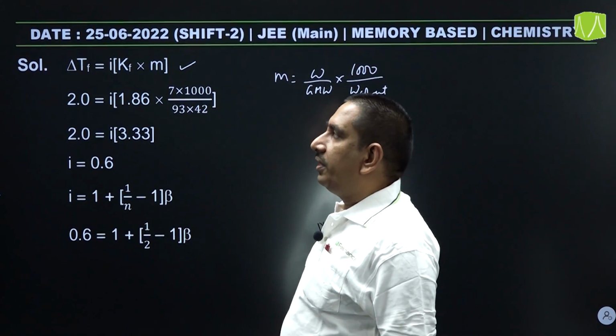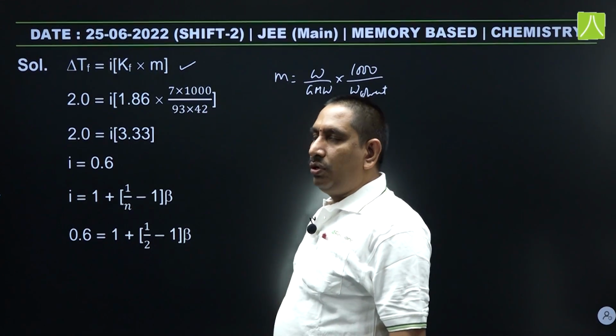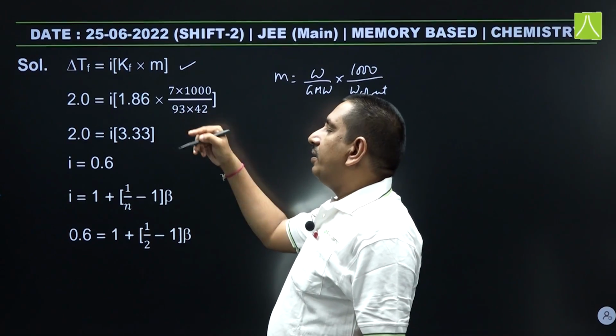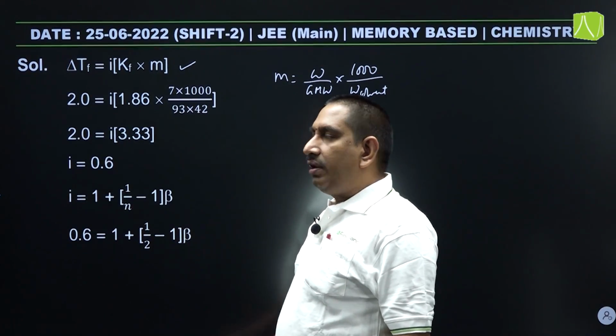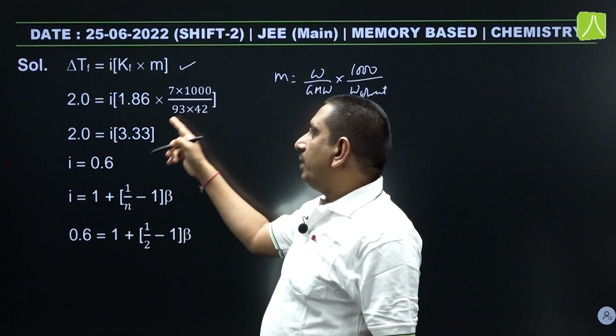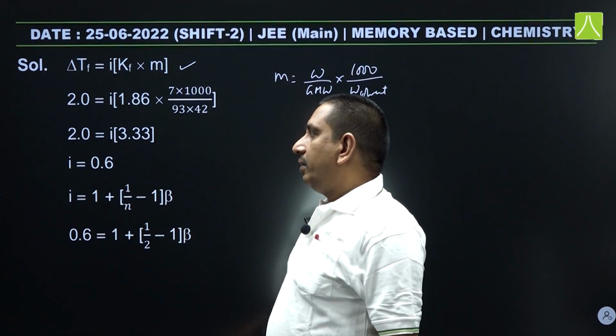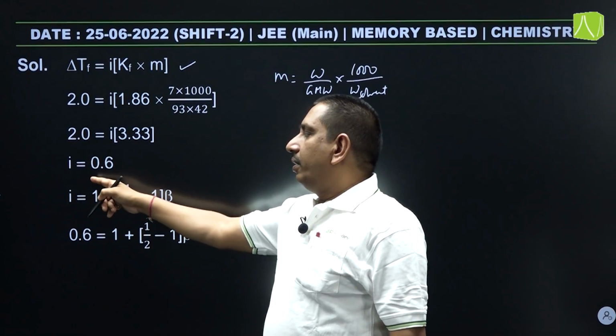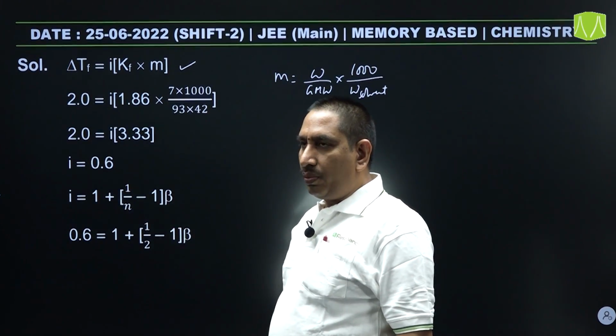So, substituting the data given, 7 grams of solute is given and 93 is the molar mass of the solute given, and 42 grams is solvent weight is given. On solving, you will get I into 3.33 and I value you will get 0.6.